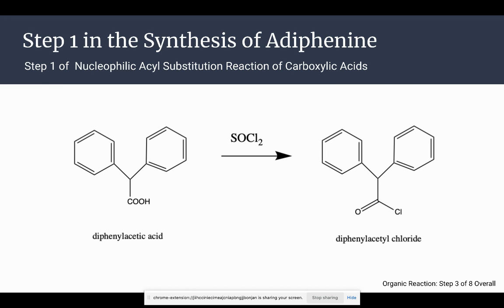Moving on to step 1 in the synthesis of adiphenine, through a nucleophilic acyl substitution reaction of a carboxylic acid, which is this here. In the synthesis of adiphenine, there is a conversion from a carboxylic acid to an acid chloride. In general, a nucleophilic acyl substitution occurs by a 2-step mechanism. First, the attack of the carbonyl carbon atom of an acyl derivative by a nucleophile yields the tetrahedral intermediate. After that, the tetrahedral intermediate can then eject a leaving group.